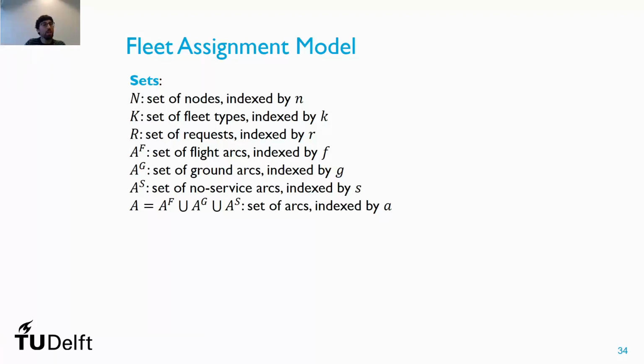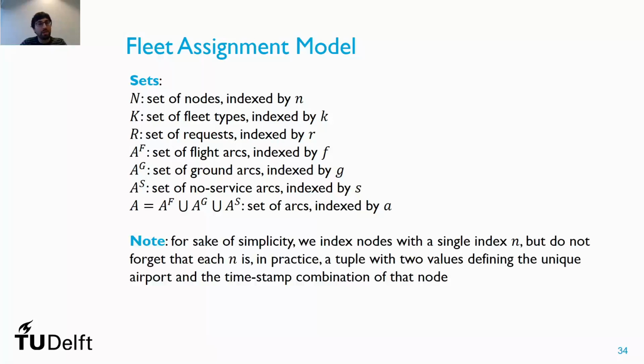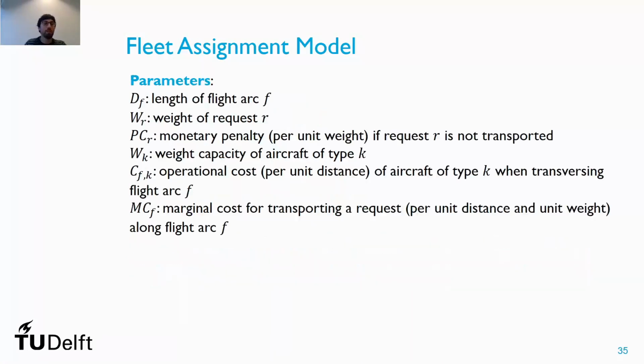And just one note, before I told you each node was a tuple with an airport and a timestamp, right? Here, for the sake of simplicity, we index nodes with only one index, n. But please do not forget that for each n, in practice, we have the tuple. So we have a spatial component, a specific airport, and a temporal component, a specific timestamp. But again, for the sake of simplicity, I will be just using n. n for us means a specific airport and a specific timestamp within our time-space network.